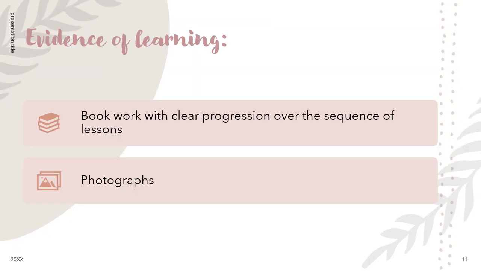Evidence of learning. The learning will be evidenced through bookwork with clear progression over the sequence of lessons. It will show the children observing, designing and making. There will also be photographs of the children exploring with curiosity the designing and the making elements.